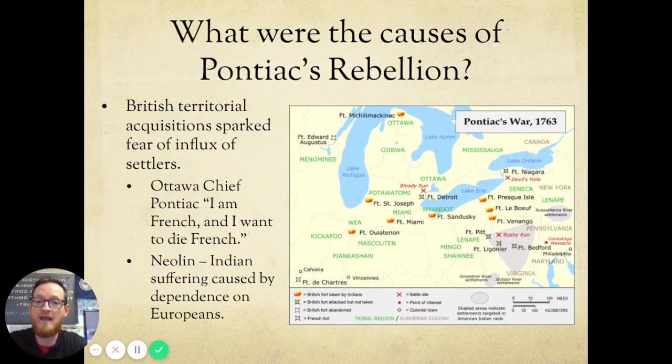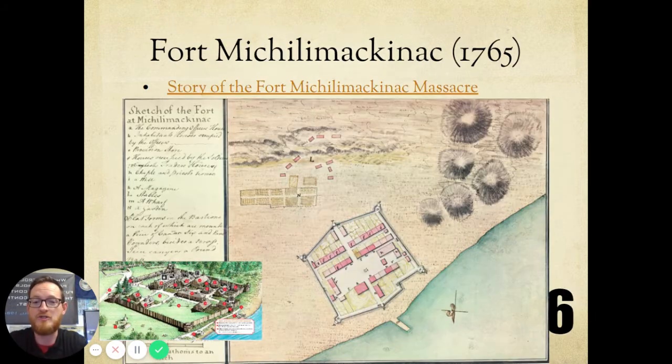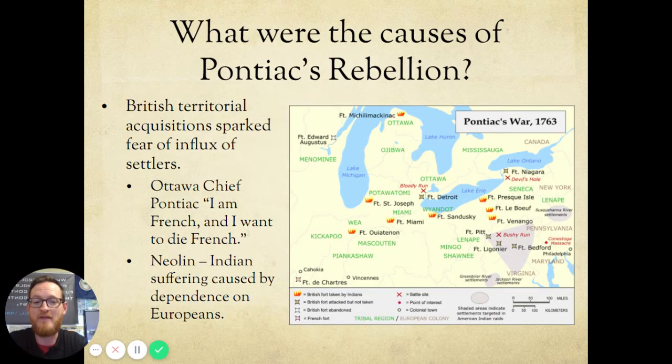The Ottawa Chief Pontiac is the one who leads this, and you can see the quote there. He says, "I am French and I want to die French." And you're going to have other Indian leaders during this time, like Neolin, who says, hey, our suffering is caused by our dependence on Europeans. So that is going to lead to Pontiac's Rebellion, which you can see on the map there.